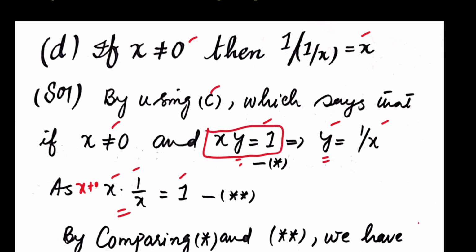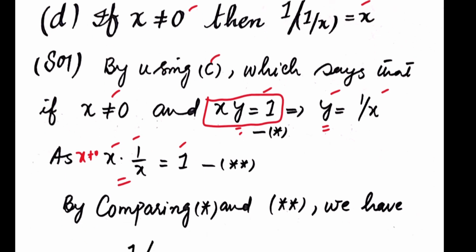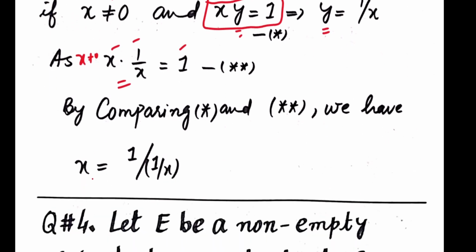So I am writing here, by comparing star and double star, x, that is one of the numbers, can be written as the reciprocal of the other. So x can be written as the reciprocal of this number, 1 over x.